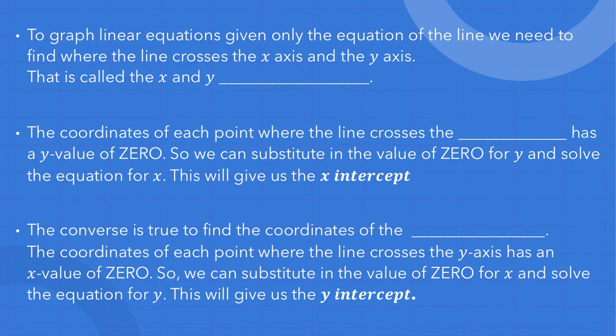To do that, we need to find where the lines cross the x and y axis, and this is called the x and y intercept. And I just drew all over my line. X and y intercept. All right, where they intercept, where they cross through those points on a line.